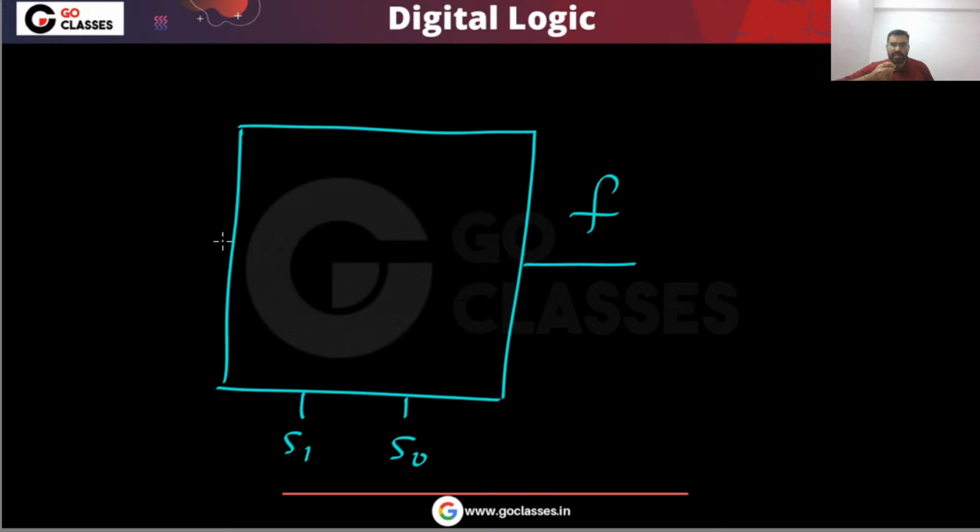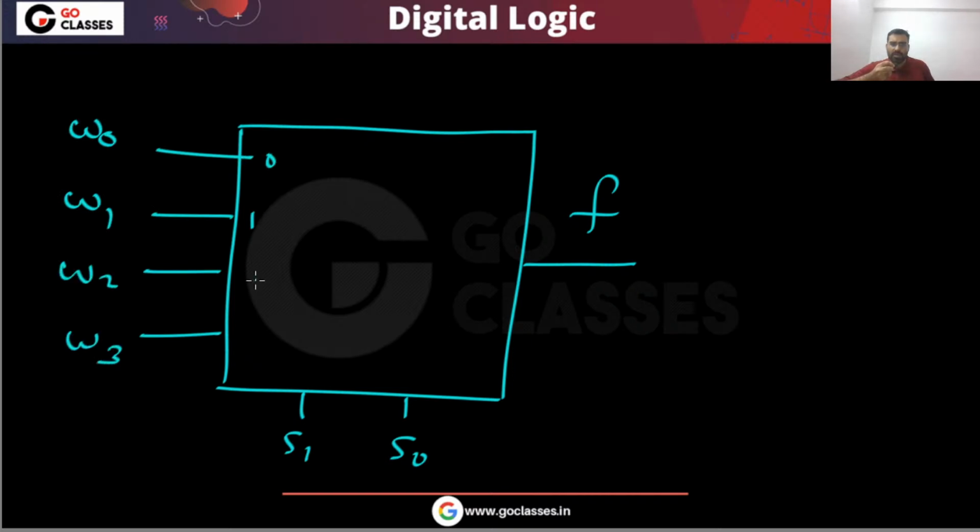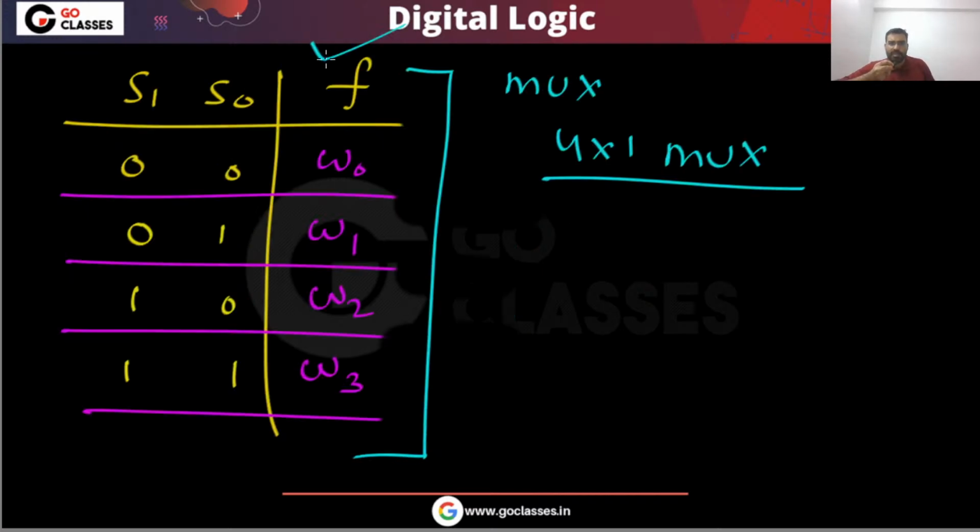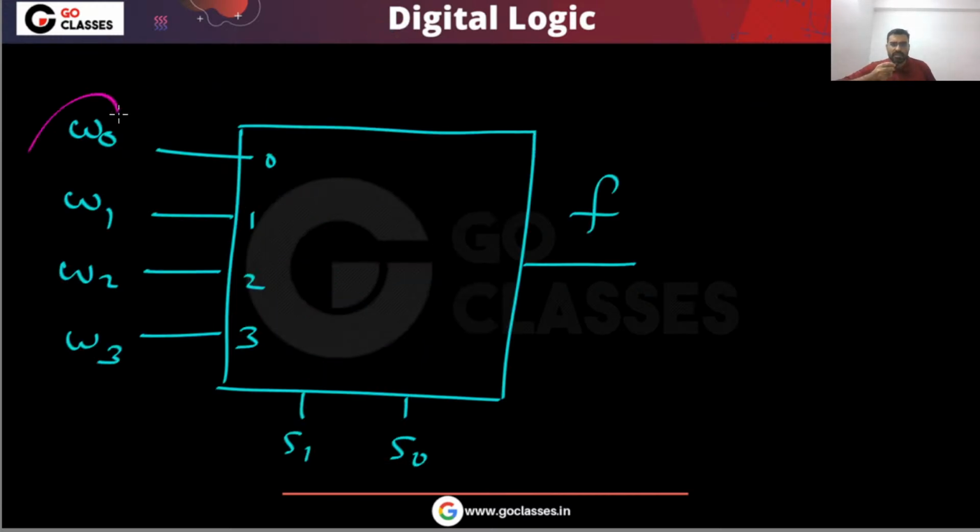Okay, so this is a multiplexer, and these are the data inputs: W0, W1, W2, W3. So this is a multiplexer. In a multiplexer, we have a single output. This is the single output. And you can notice these are the data inputs. You can notice the same table you will get here.